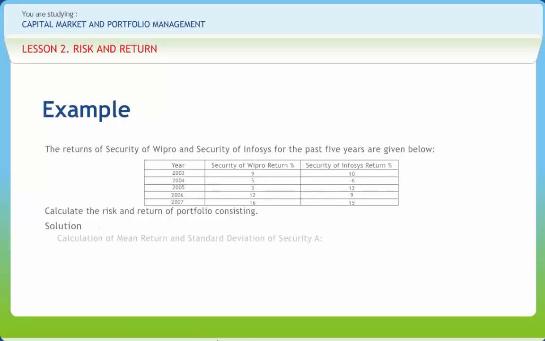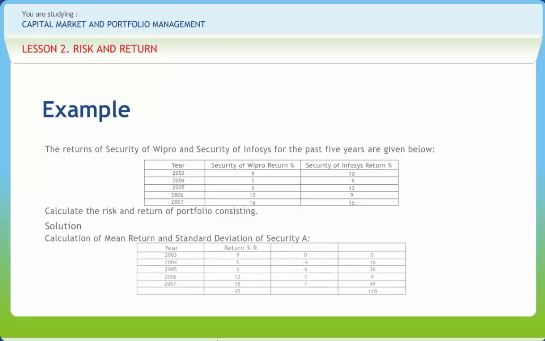Solution. Now first calculate the mean return and standard deviation of security Wipro, A. First calculate mean. Mean return R bar equals 45 divided by 5 equals 9%. After that calculate R minus R bar. Then the square of each element of R minus R bar. Then add all the elements of R minus R bar squared, which equals 266. Then calculate square root. Standard deviation sigma A equals square root of 110 equals 10.49%.